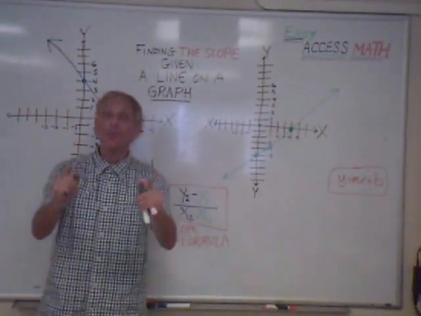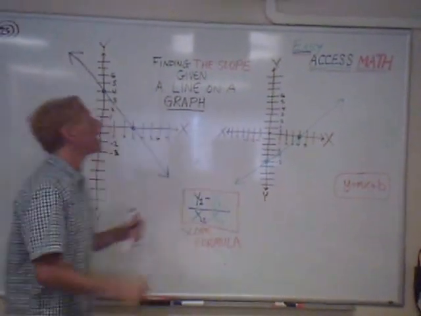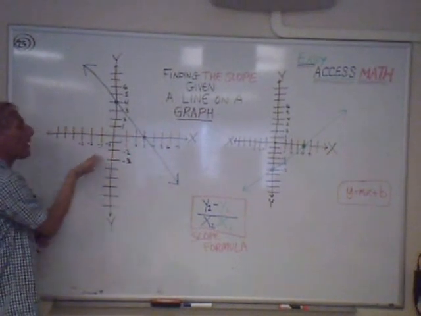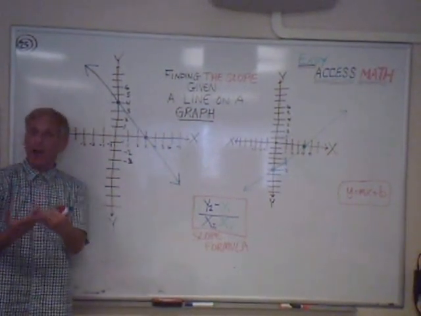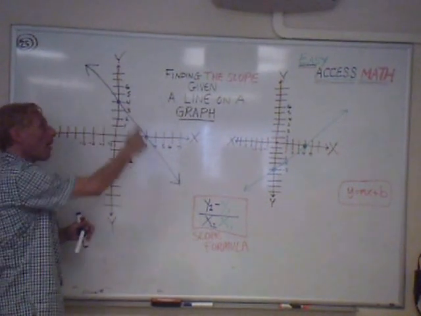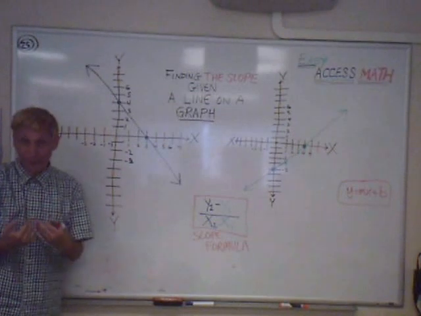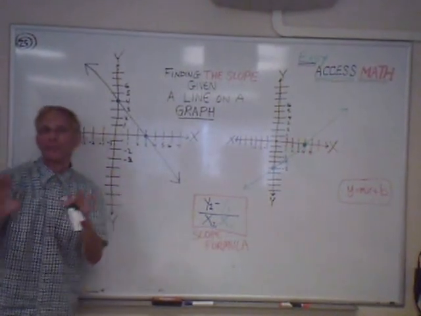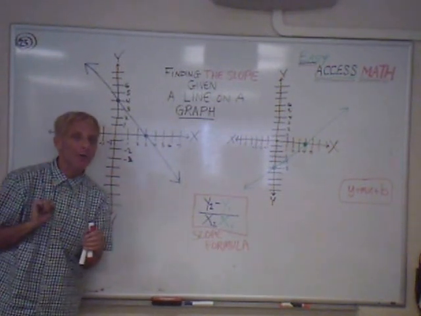We have a new topic for you, and that is finding the slope given a line on a graph. So you may see on a test a line on a graph, and you have to find the slope of that line. And you do it without using protractors and compasses. You do it mathematically. I'm going to show you how.